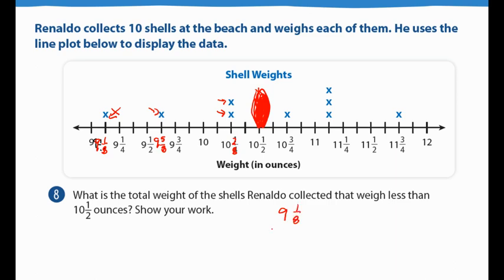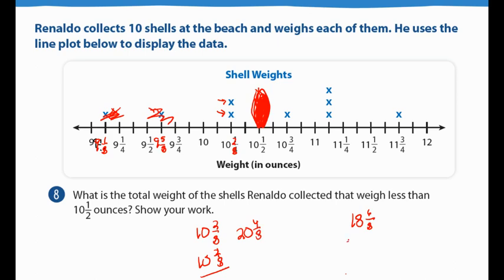I'm going to start with 9 and 1/8 plus 9 and 5/8, and I'm going to get 18 and 6/8. So I'm going to go ahead and erase that. I'm going to mark these 2 out because I'm done with them. And then I have 10 and 2/8 plus 10 and 2/8. So I'm going to add those 2 together, and it doesn't matter how you guys do this. And that would be 20 and 4/8.